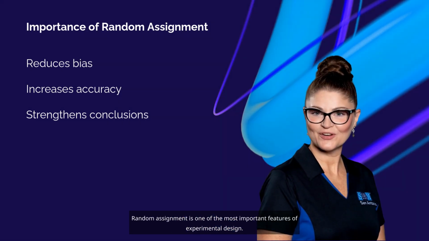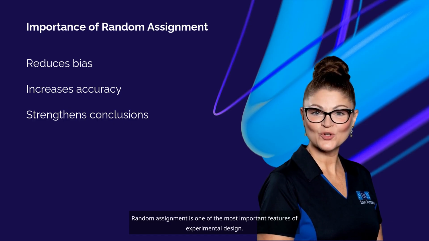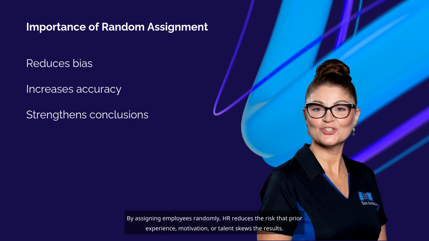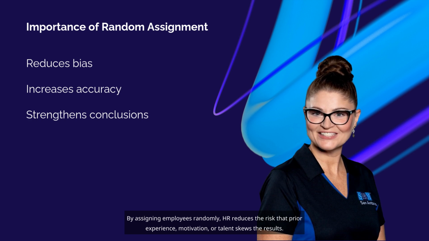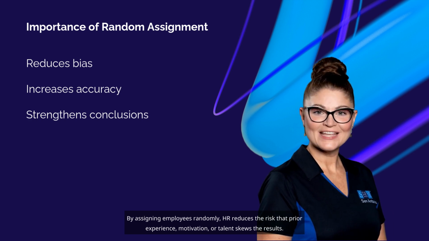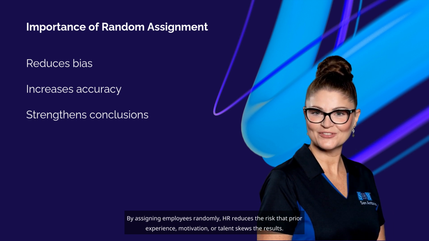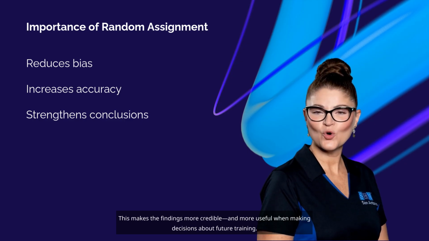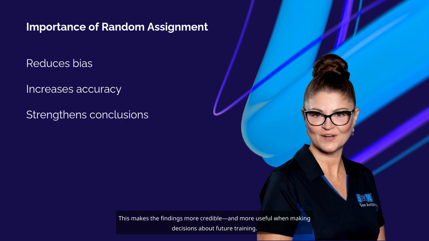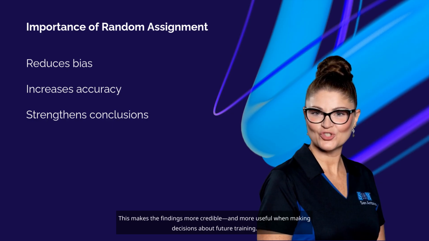Random assignment is one of the most important features of experimental design. By assigning employees randomly, HR reduces the risk that prior experience, motivation, or talent skews the results. This makes the findings more credible and more useful when making decisions about future training.